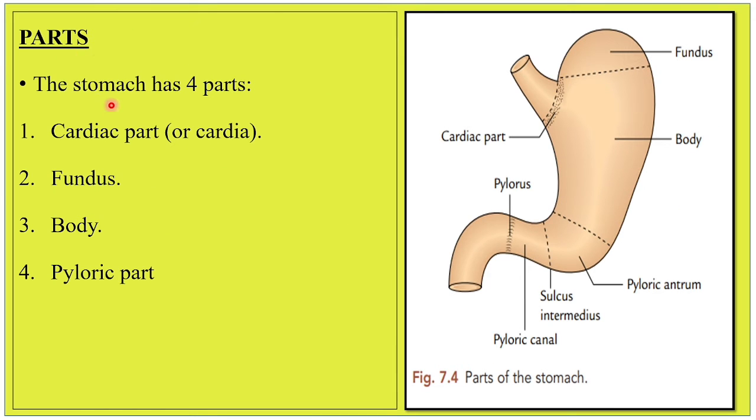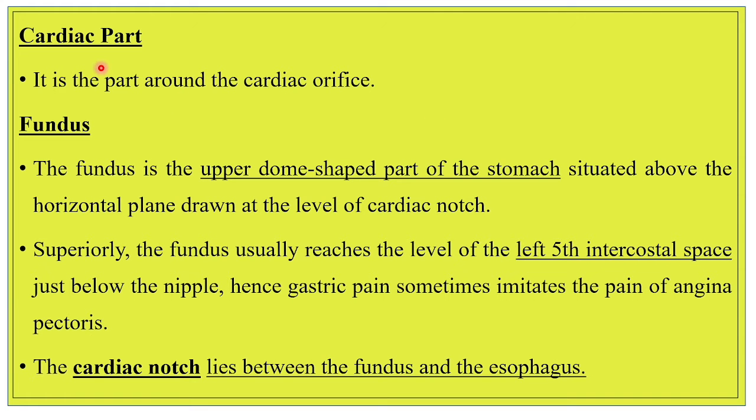And coming to the parts, the stomach has four parts: the cardiac part or cardia, the second part, the fundus, then the major part, the body, and the pyloric part. The pyloric part and the cardiac part are the two ends that are fixed in the stomach, and the remaining two parts, the fundus and body, are the distensible parts of the stomach.